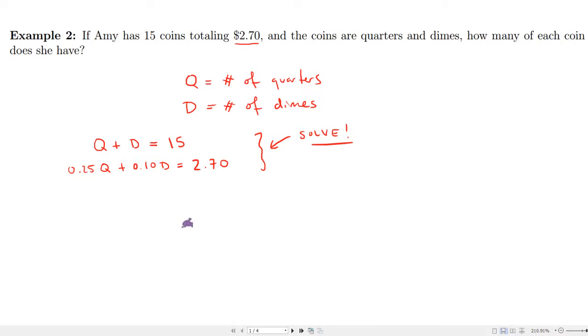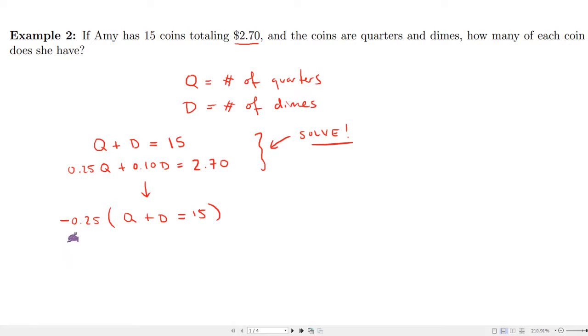Well, we could use a similar technique to above. You could do a substitution method. You could solve for, say, Q or D and substitute into this. But just to change it up a little bit, let's try an elimination method. So let's say we want to eliminate Q. We could multiply the first equation by negative 0.25 so that we match these coefficients. So negative 0.25 times Q plus D equals 15. And then the second equation we would leave the same.